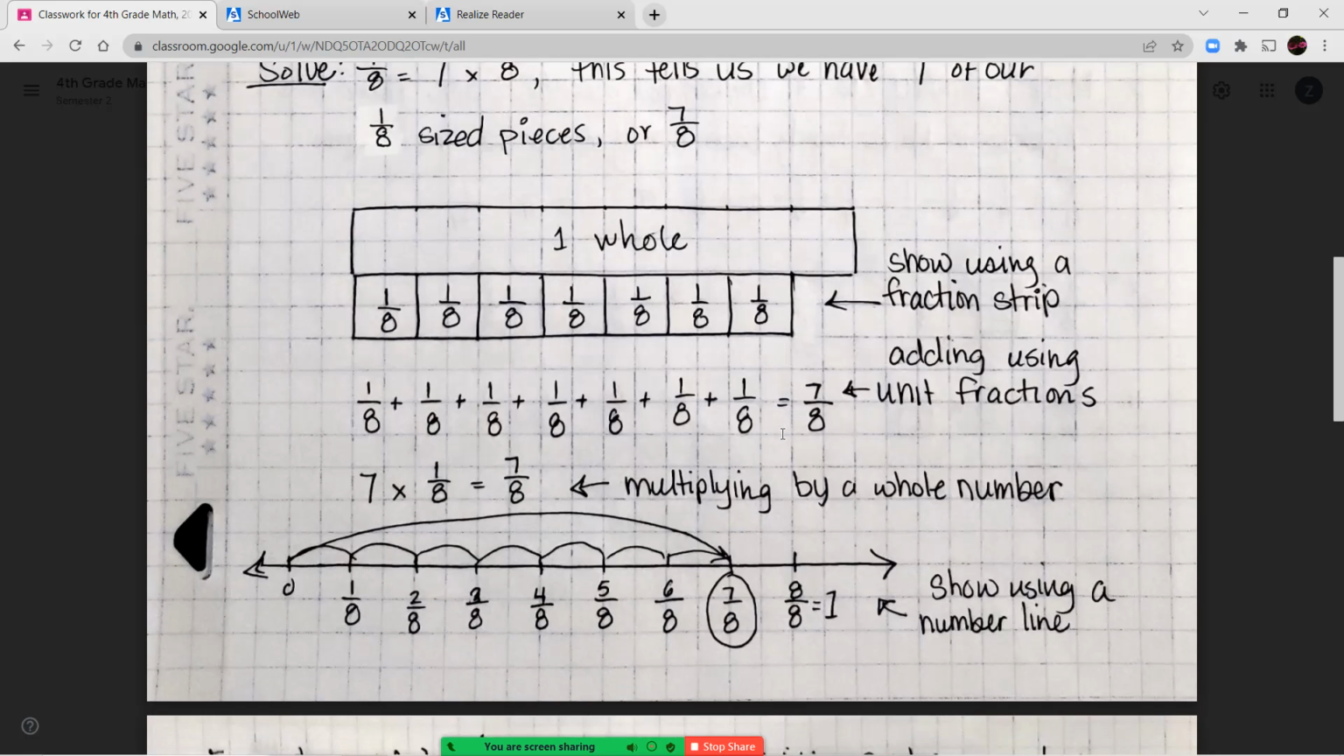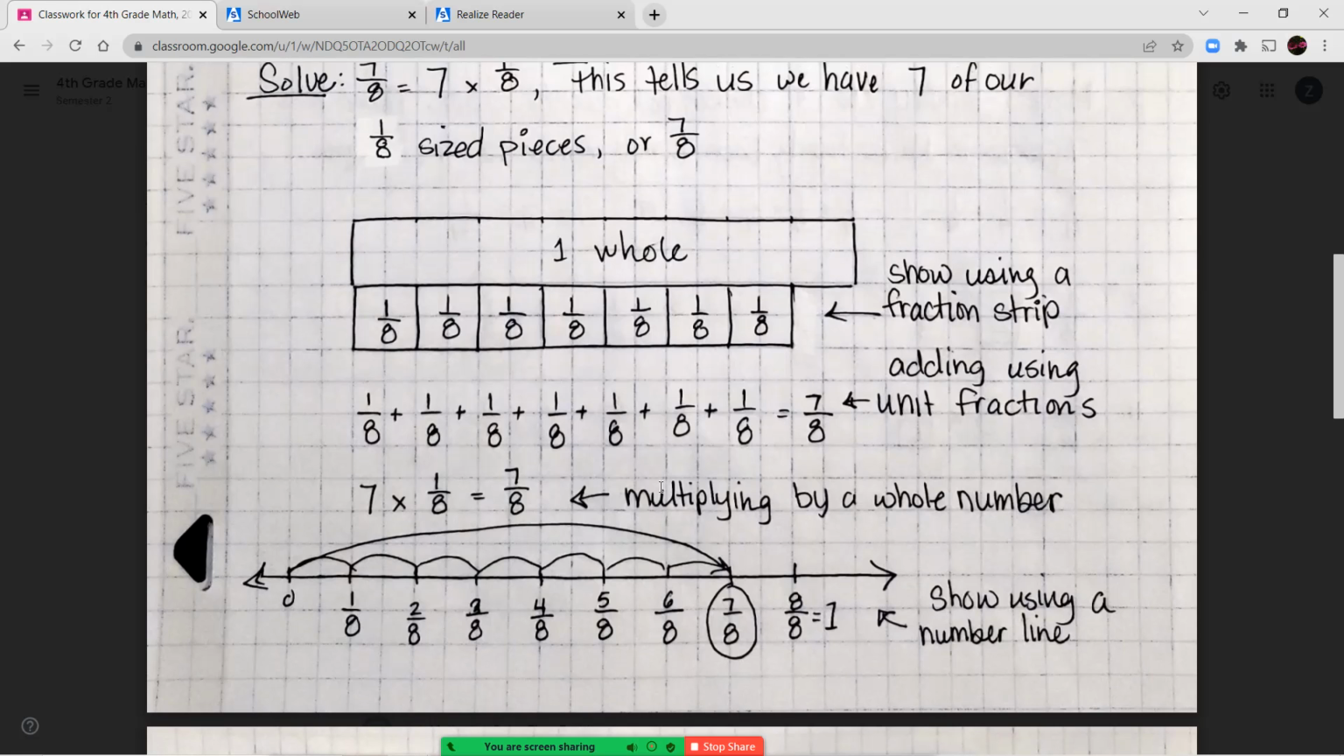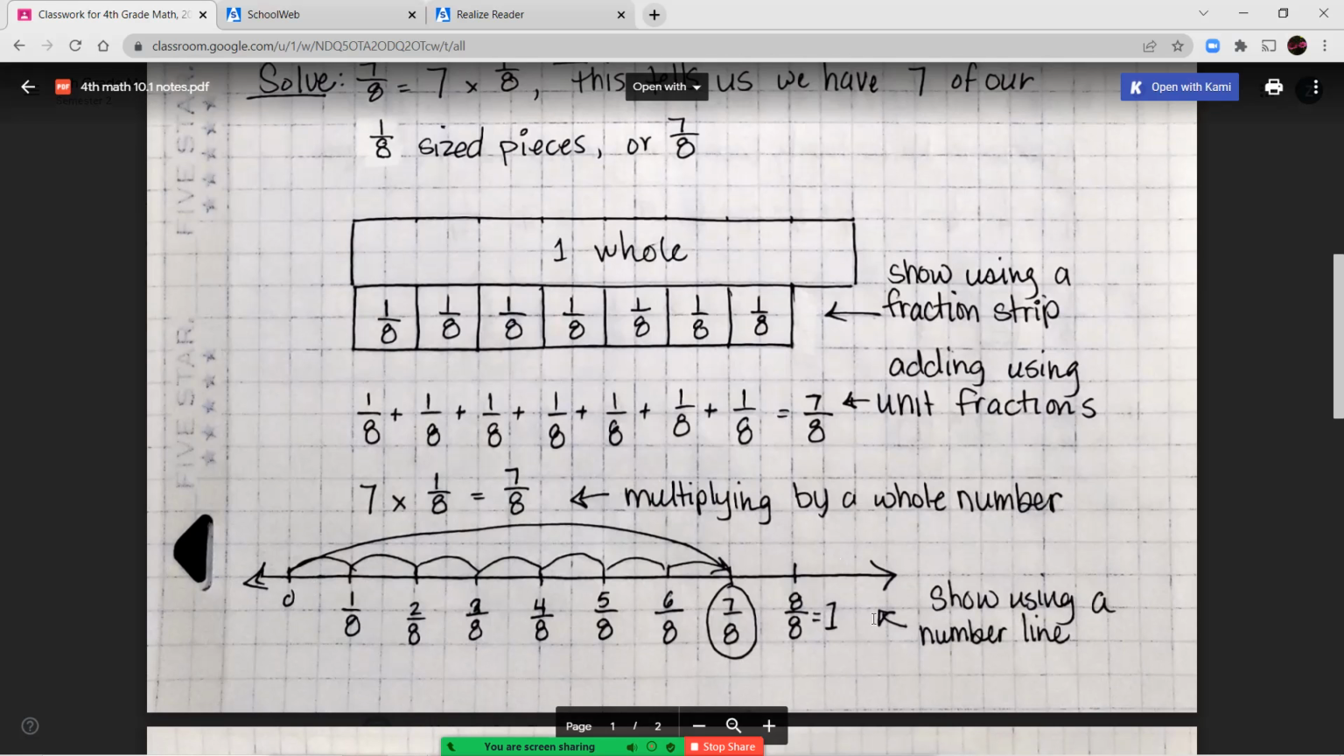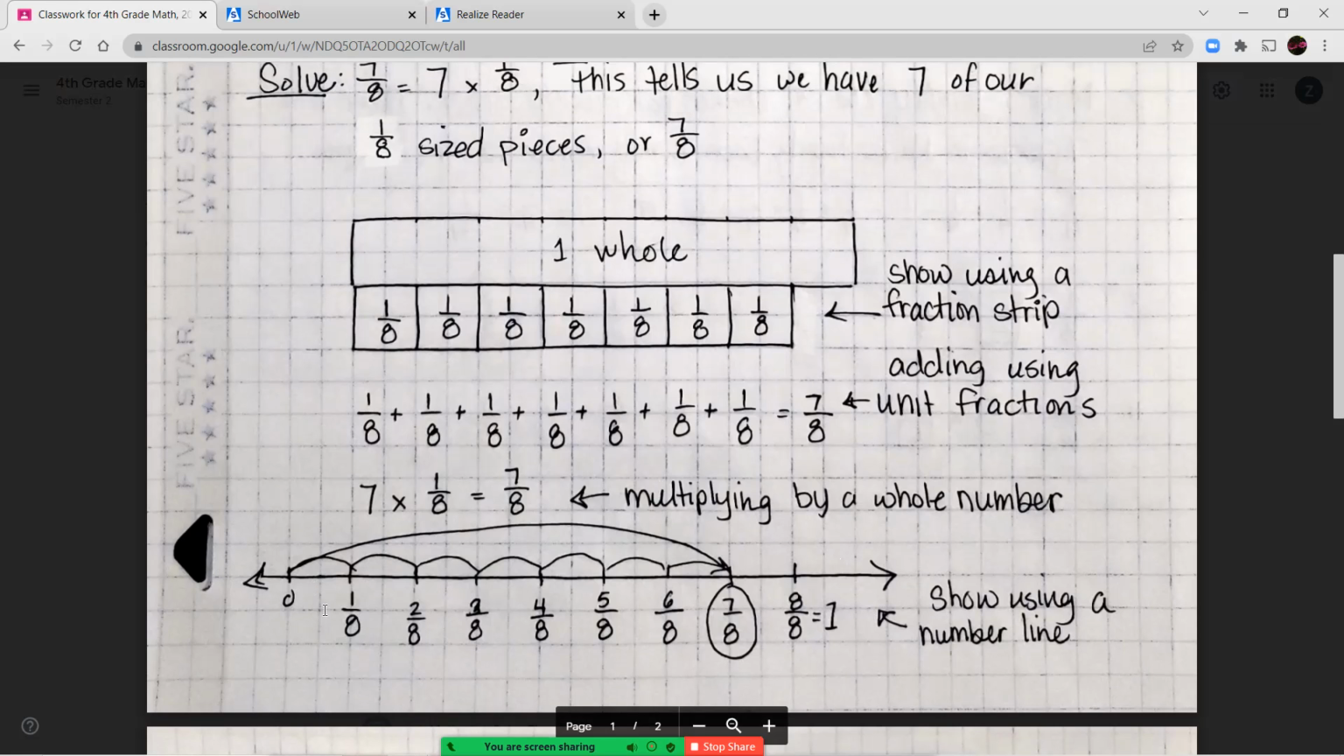I can also show this using a number line. So if my number line is broken up into eighths, 7/8, I'm going to make 7 jumps that are 1/8 size piece to get me to 7/8.